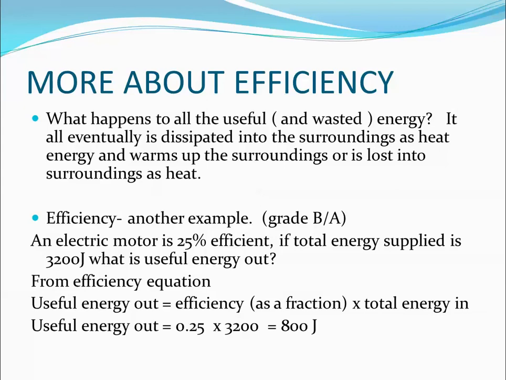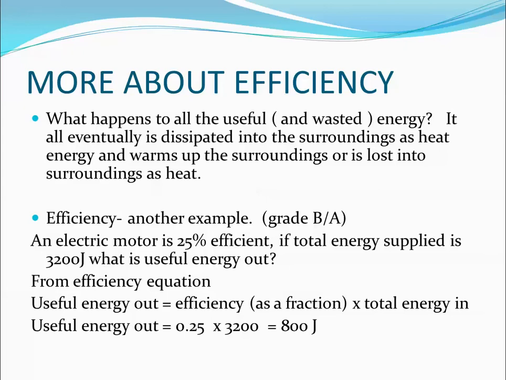If you times it by 25, you'd have a massive number, you'd have more energy out than you had in, which can't happen. So remember to change percentages into fractions. So 0.25 times 3,200 is 800 joules. Intuitively it kind of works really if you think about it. Something's 25% efficient. It's only giving you a quarter of what you had in.